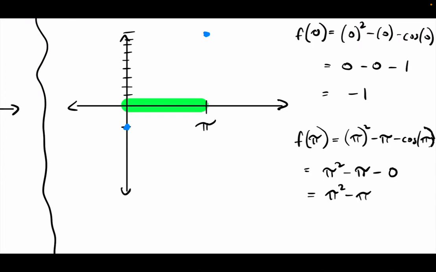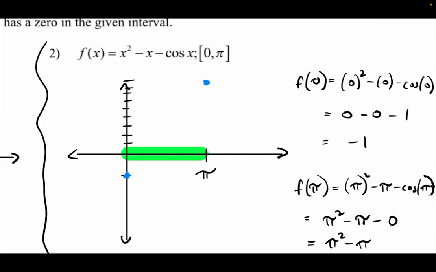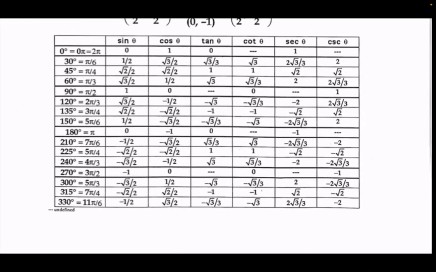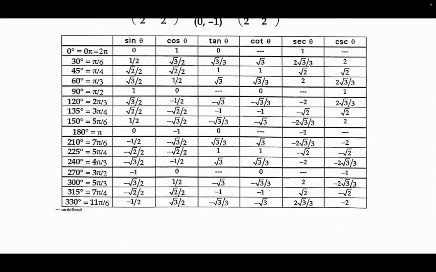Here's another question. We didn't ask, is this continuous? We know x squared minus x is not a problem. But is there anywhere cosine will be undefined, or won't have a value? Let me bring up my table. Is there anywhere cosine is undefined? Nope, cosine has a number everywhere, right? 0 is okay. So cosine is defined everywhere.